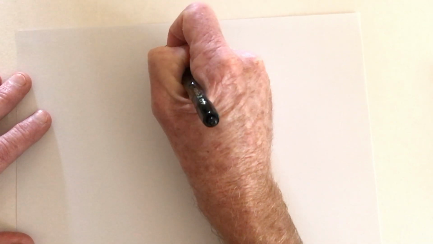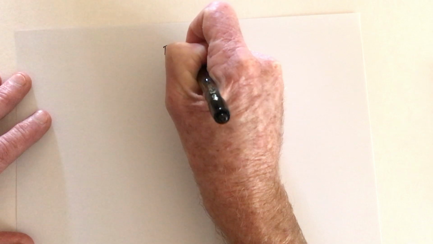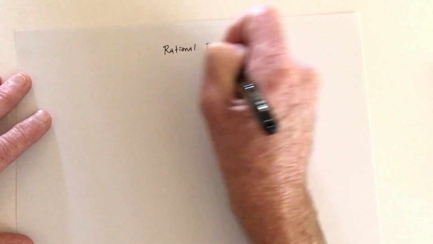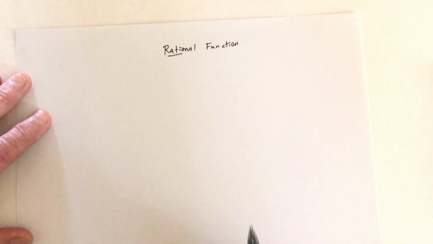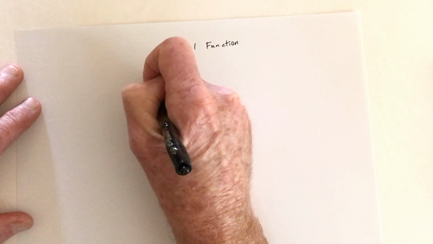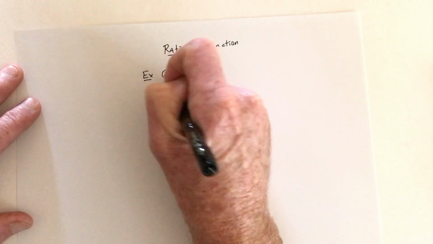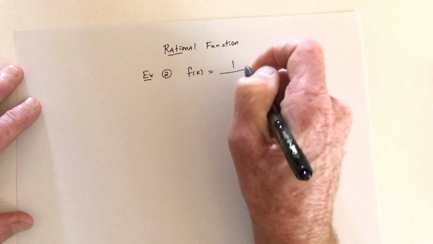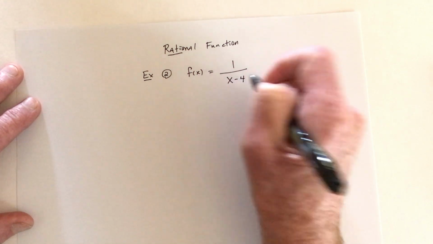All right, on to a different type of function. That's a rational function, and rational just means fraction. So it's based on the word ratio, which refers to fraction. So for example number 2, suppose that the function is 1 over x minus 4.